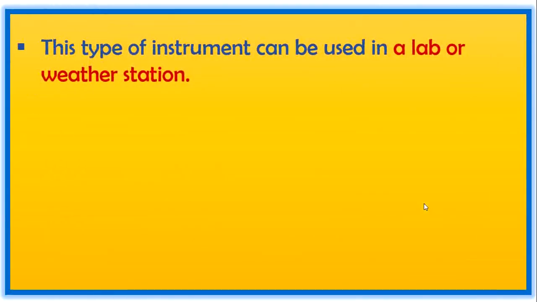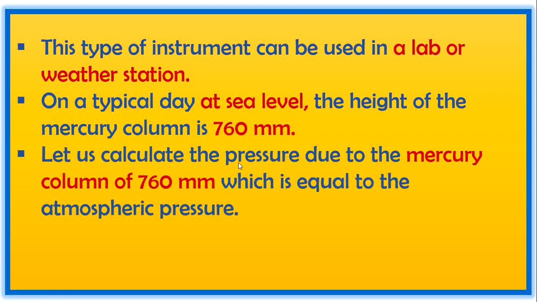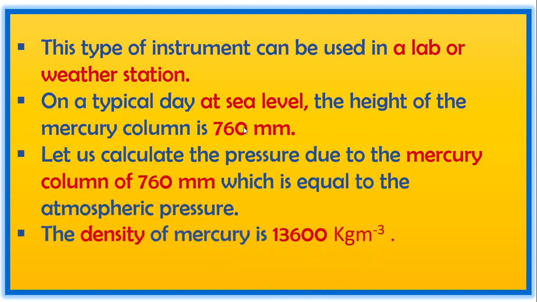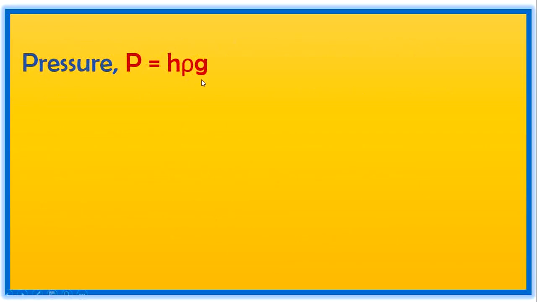Now this type of instrument can be used in a lab or weather station. On a typical day at sea level, the height of the mercury column is 760 millimeter. Now let us calculate the pressure due to the mercury column of 760 millimeter, that is, the atmospheric pressure. The density of the mercury is given as 13,600 kilogram per meter cubed. By using the height value and density value, we can calculate the pressure.